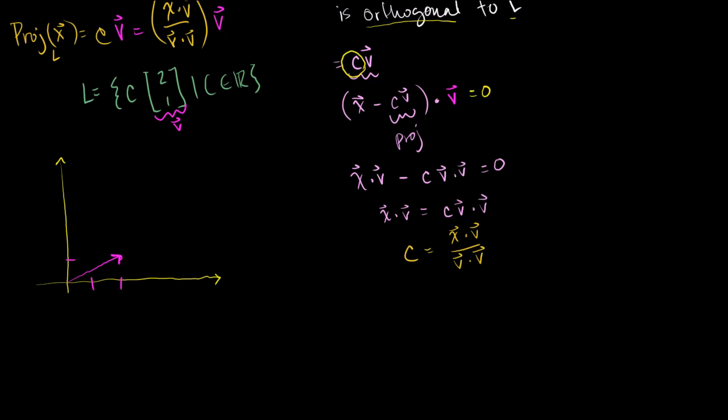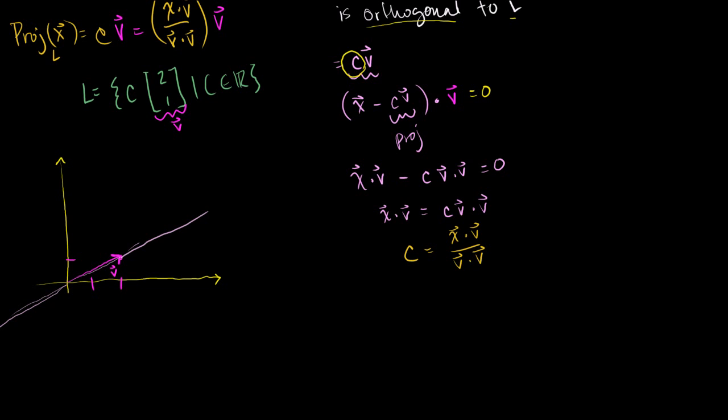And the line is all of the possible scalar multiples of that. So let me draw that. All the possible scalar multiples of that, you just keep going in that direction, or you keep going backwards in that direction, or anything in between. That's what my line is: all of the scalar multiples of my vector v.